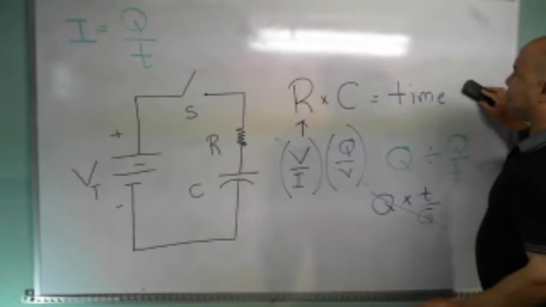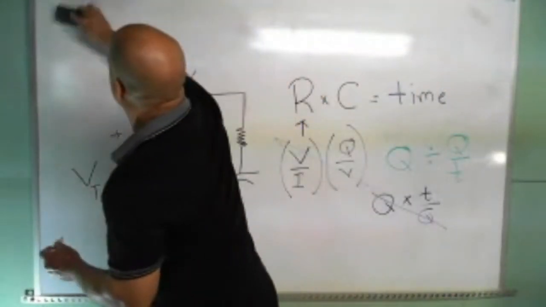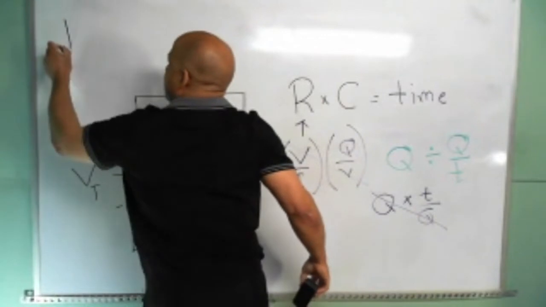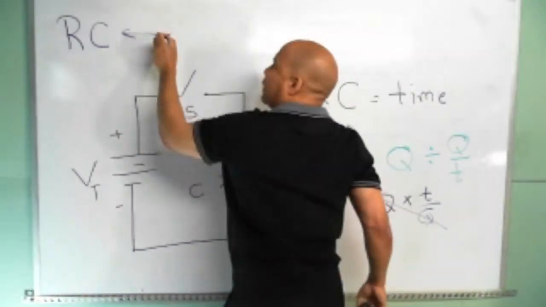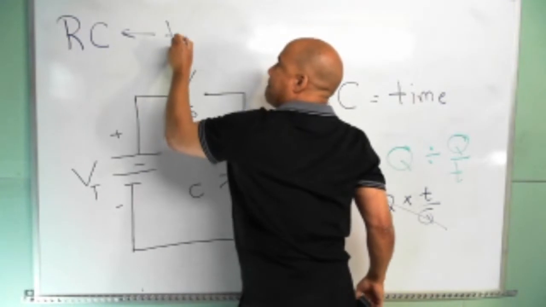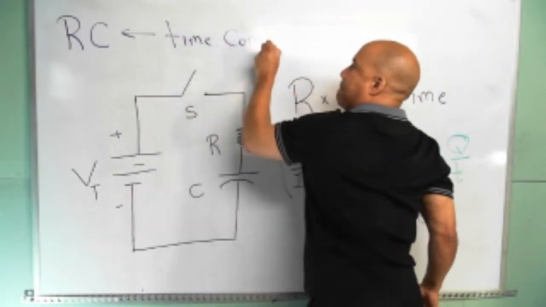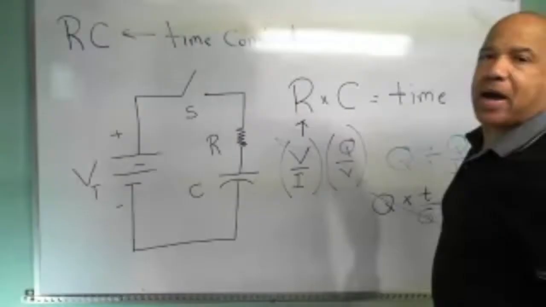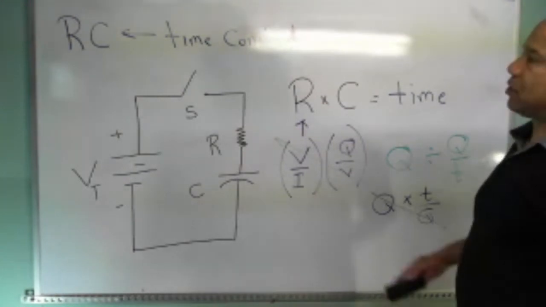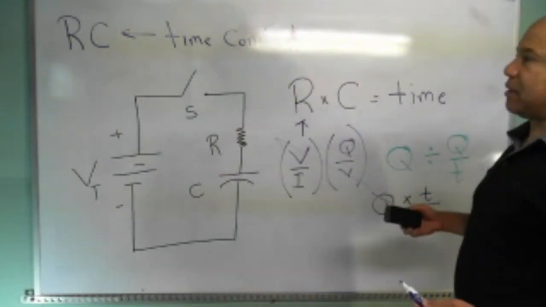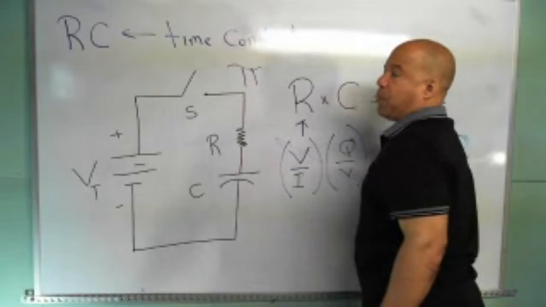Now, this product of RC is so important that they give it a name. They call it a time constant. A time constant. And they use the Greek letter tau to represent that. Like pi, 3.14.